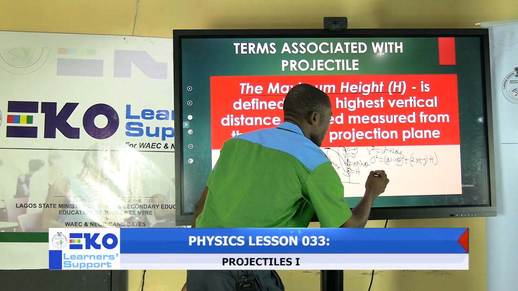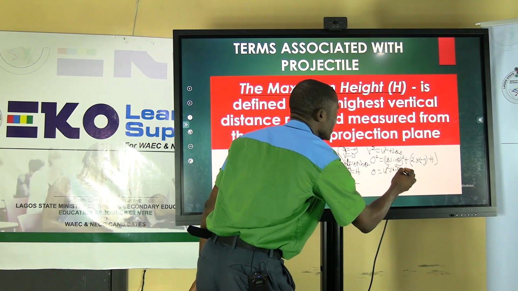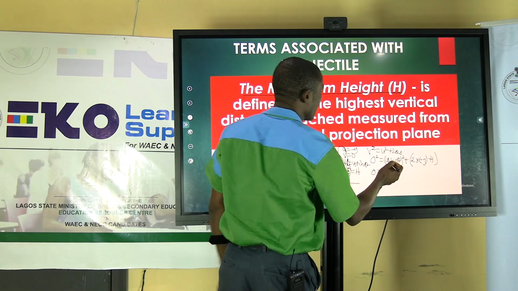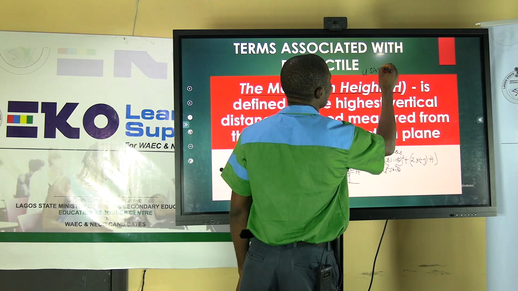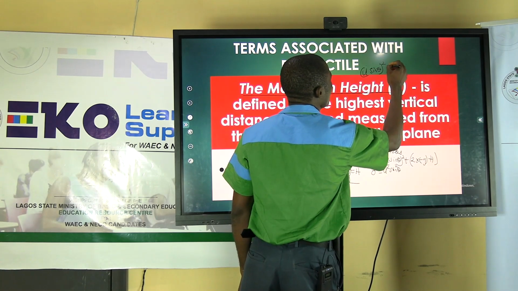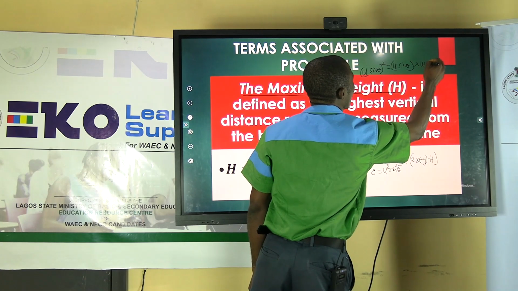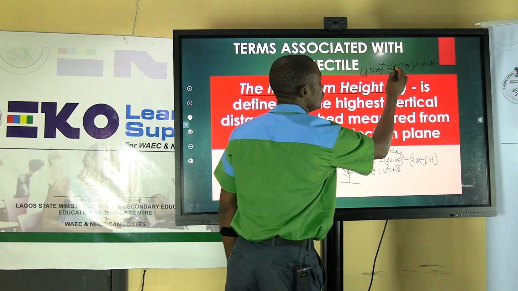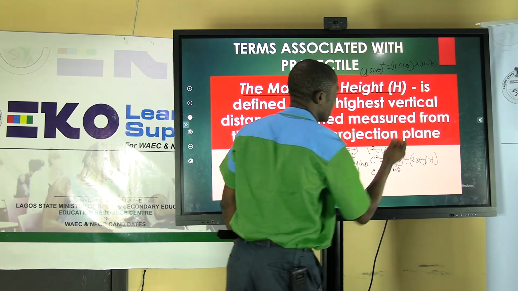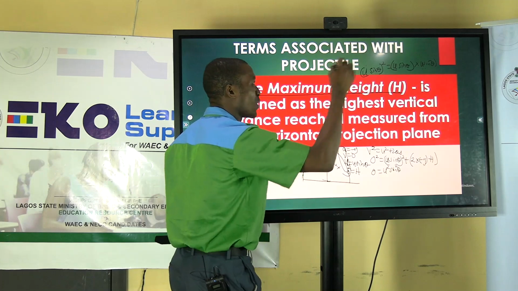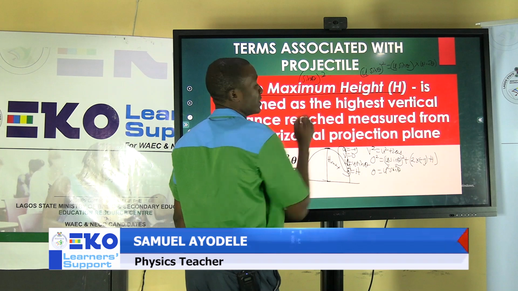So in this case, you're going to have 0 equals u squared sine squared theta. What I mean is this: when you have u sine theta all squared, it means u sine theta times u sine theta. So u times u is u squared, then sine theta times sine theta. In mathematics, you write it as sine squared theta, or you write it as sine theta all squared.